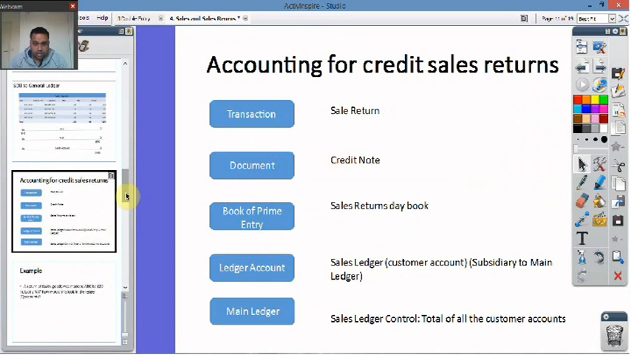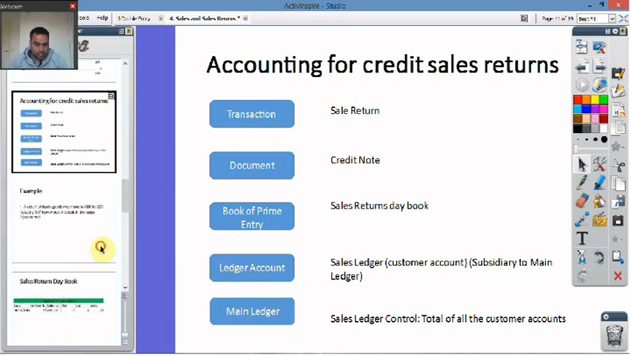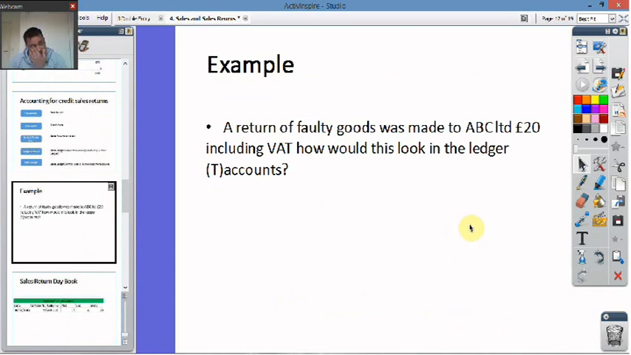Accounting for credit sales returns. So then you've got sales returns, then you've got sales credit note, you've got sales returns daybook, then you've got the ledger accounts. So these accounts will be the same as for the sales accounts, and then you've got the sales ledger control, which will be the same for the sales account as well as the sales returns. They're both the same.